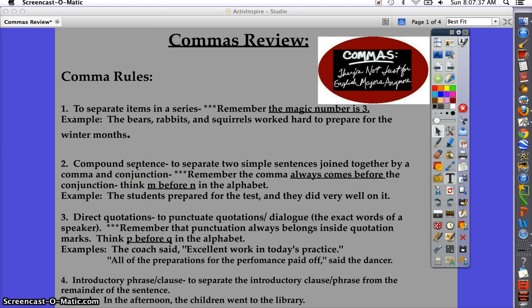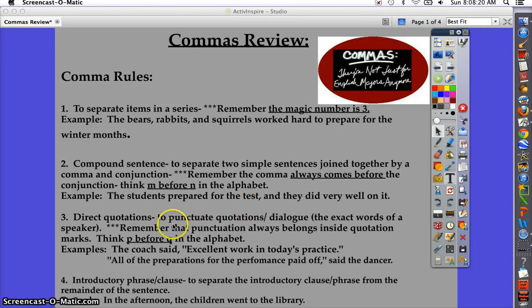A second rule that we learned is the compound sentence, and that would be to separate 2 simple sentences joined together by a comma and a conjunction. Remember how we learned in class the comma always comes before the conjunction, and you can think M before N in the alphabet for comma, conjunction. Example: The students prepared for the test, that's one complete sentence, comma, and they did very well on it. So we know from class we have to see 2 subjects, like "the students" and "they," on both sides of the conjunction, as well as 2 predicates, "prepared for the test" and "did very well on it." We've got to see both parts to have a compound sentence.